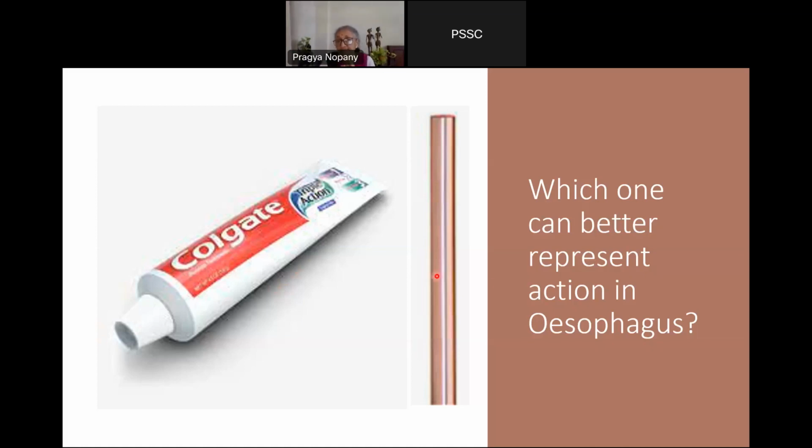So if they understand that, they would choose which one. They would certainly not choose the pipe, but they will choose the toothpaste tube, because that is where we allow the toothpaste to come out by pressing and pushing it forward.